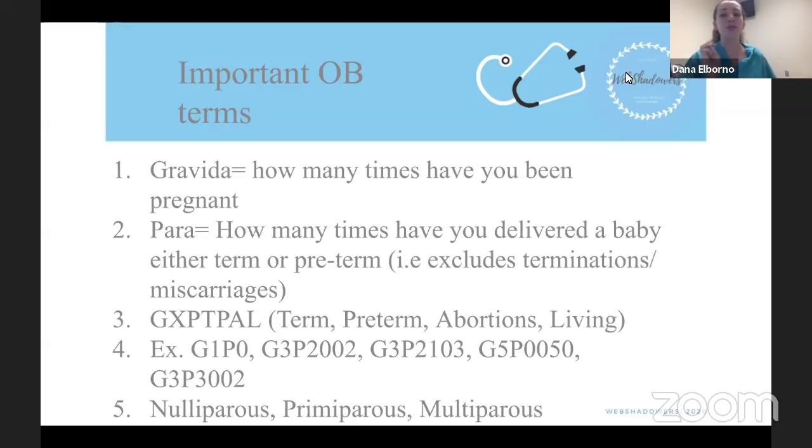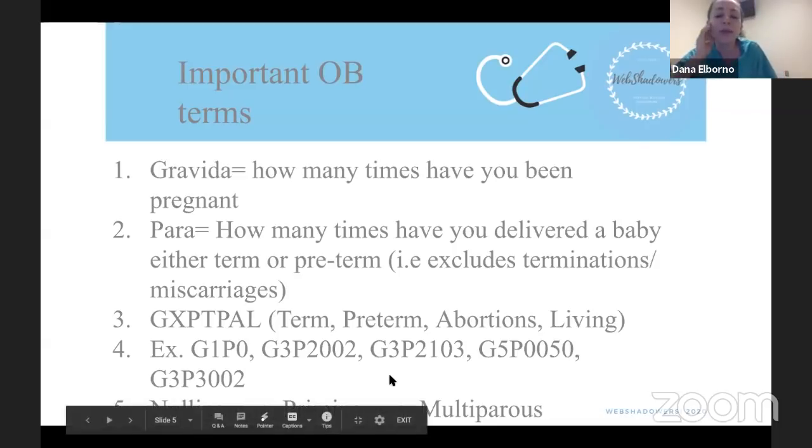If I say a G3 P2002, that's a patient who's been pregnant three times. She's delivered two term babies, has had no preterm deliveries, no abortions or miscarriages, and has two living babies. Just by saying this, I know that she's currently pregnant, because she's been pregnant more times than she's delivered, and more babies than she has alive. And then usually what would follow up saying she's a G3 P2 is saying, well, how far along is she in her pregnancy? So then you would say she's a G3 P2 and she's at 20 weeks pregnant, for instance.